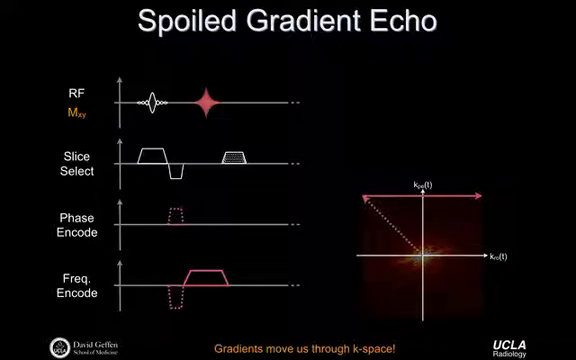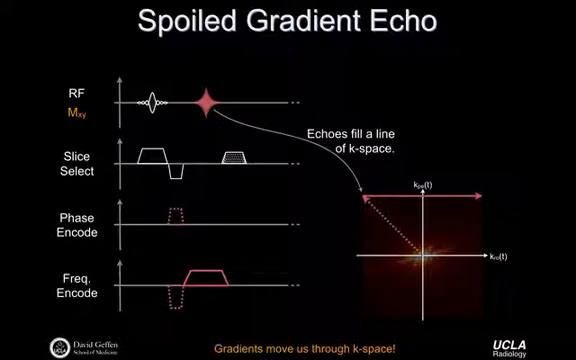I don't think I diagrammed it here, but for the spoiled gradient echo sequence, this gradient here effectively returns us back to the middle of k-space again. It gets rid of the transverse magnetization, and in doing so, we sort of go back to our origin. There's lots of steps like this, right? So when we open up our receiver system, something we'll talk a lot about today, that echo, that data that we're able to acquire, fits into a particular spot in k-space.